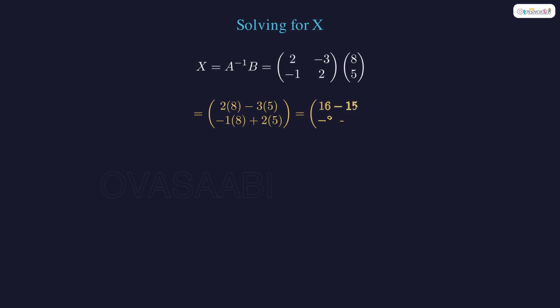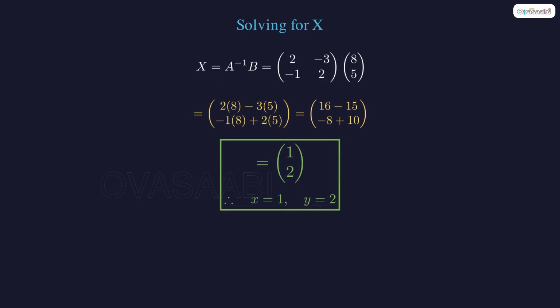Multiply A inverse by b. 2 times 8 plus -3 times 5 gives 1. -1 times 8 plus 2 times 5 gives 2. So x equals 1, y equals 2.